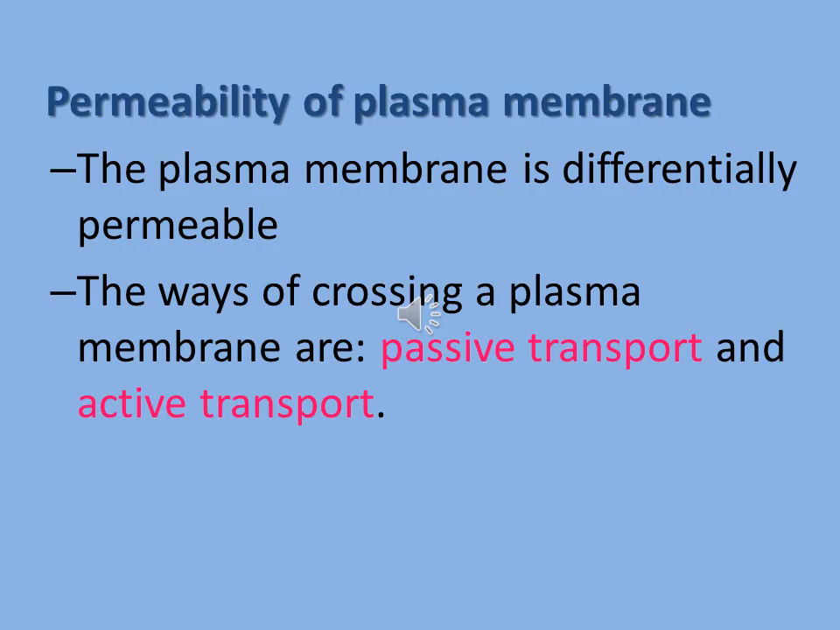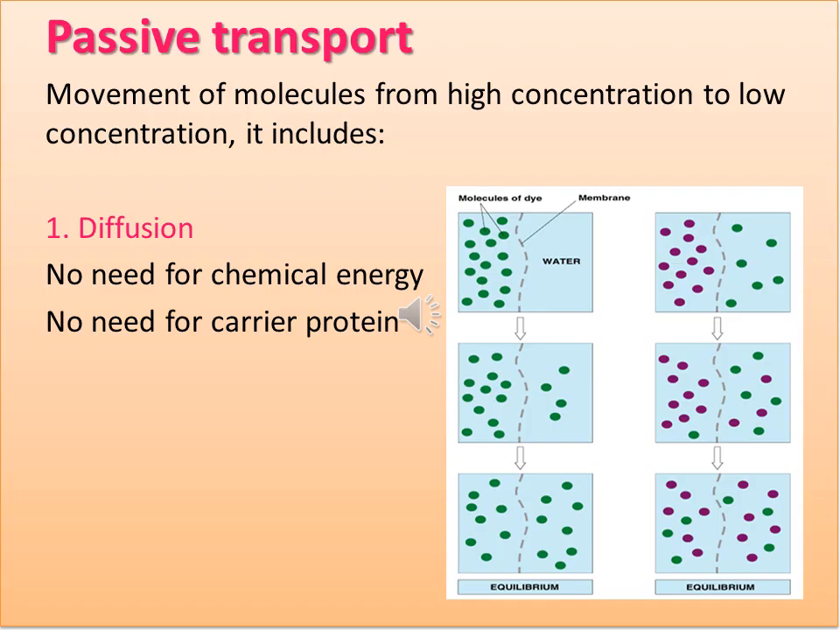Permeability of plasma membrane. The plasma membrane is differentially permeable. This means that some substances can move across the membrane and some cannot. The ways of crossing a plasma membrane are passive transport and active transport. First, the passive transport. In this method, there is no use of chemical energy because the molecules are moving down their concentration gradient. Passive transport includes diffusion and facilitated transport.